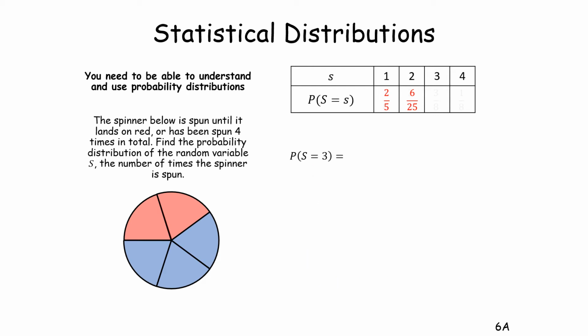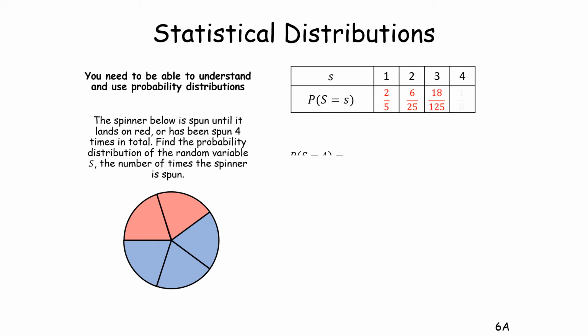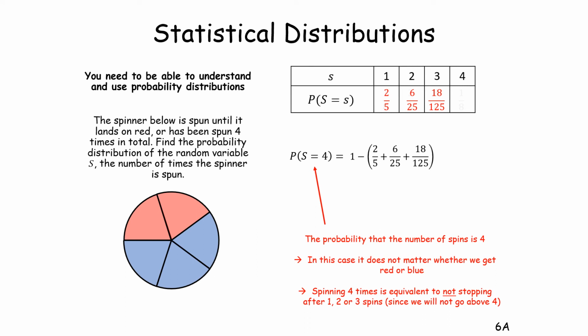Okay, probability S equal to 3 means getting a red the third time, so you got blue the first 2 times, so blue times blue times red, which gives us 18/125. And probability S equals 4 means you got blue the first 3 times and red the 4th time, so that'll be 1 minus all of this, or you could do blue times blue times blue times red. Either way it's fine, and the end result should be 27/125.